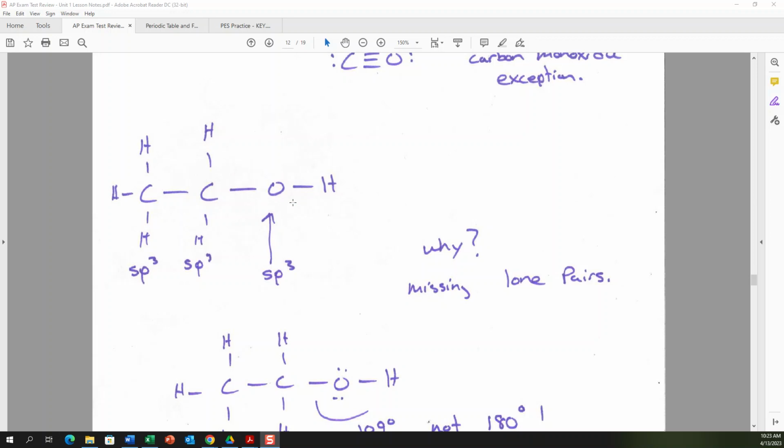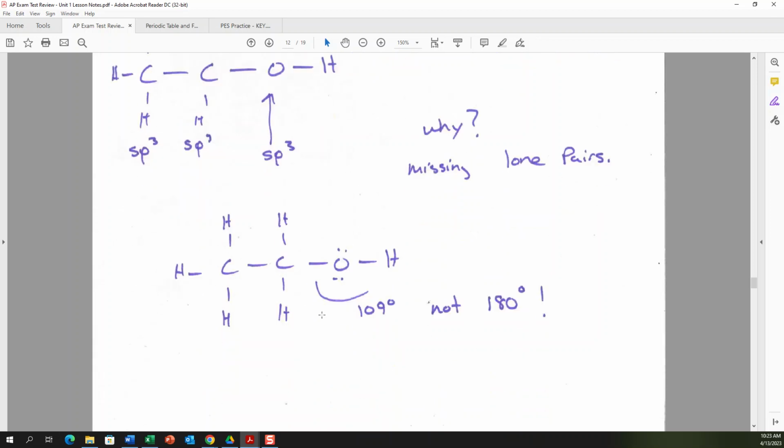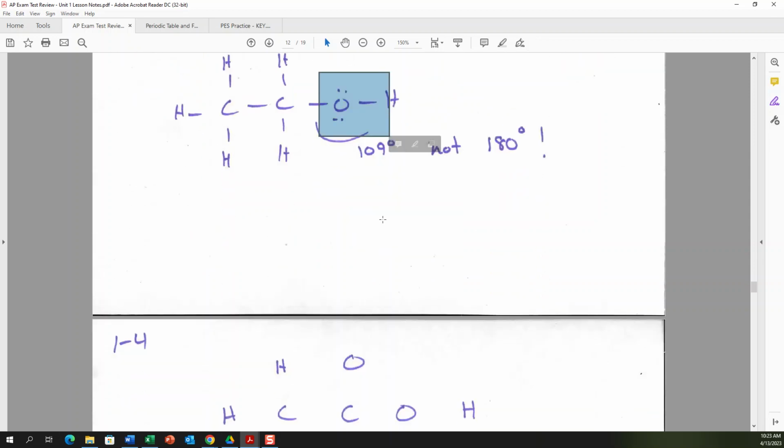But that bond angle is still not 180, even though we drew it that way. You would have to recognize that this oxygen actually has four domains around it, two unshared pairs and two bonds. And that makes it sp3 hybridized, and this bond angle is going to be close to 109. So just watch out for that. This is really what's going on. This is a horrible representation, but a lot of times they draw it this way, and that's not a 180-degree bond angle. So be careful with that.